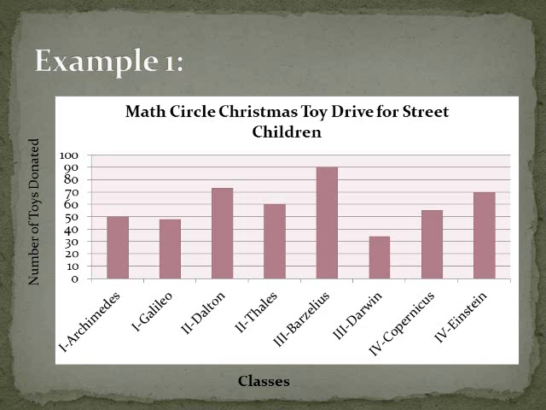Third-year Berzelius donated about 90 toys. Third-year Darwin donated about 33 toys. Fourth-year Copernicus donated about 55 toys. And fourth-year Einstein donated about 60 toys.